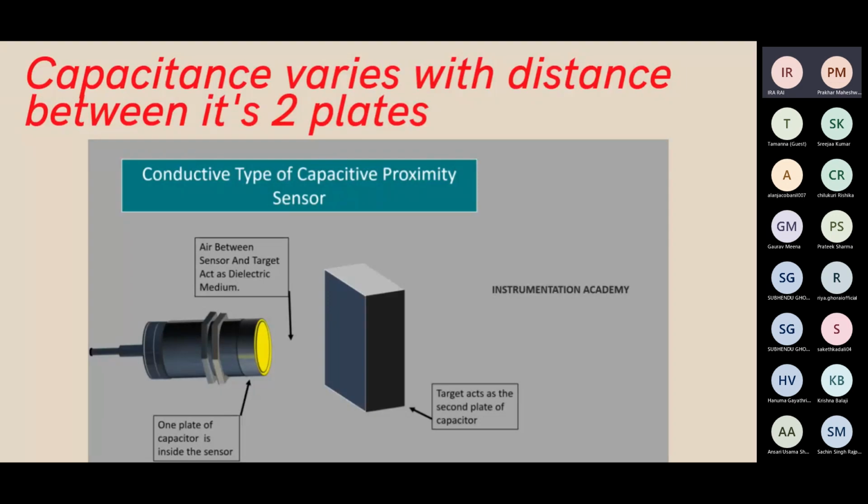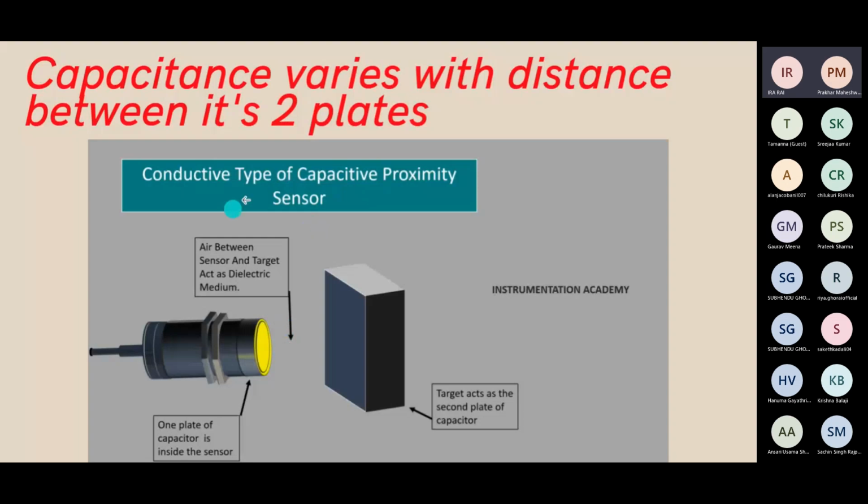So let's go to the conductive type. In the conductive type, the property utilized is this: capacitance varies with the distance between its two plates. In this case, we do not have any metal electrodes here, but instead one of the plates of the sensor is one electrode and the target acts as the other electrode, the second plate of the capacitor. So one plate of the capacitor is inside the sensor and the other plate is the obstacle or the object. Now the air between is the dielectric medium.